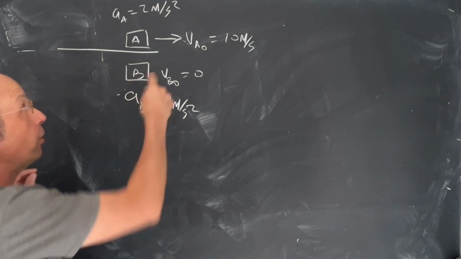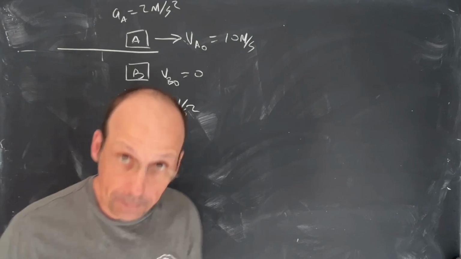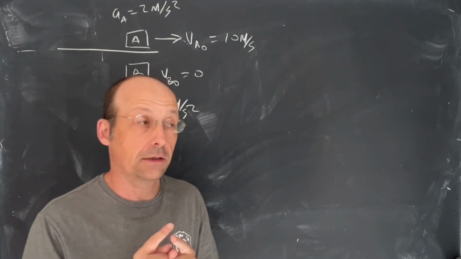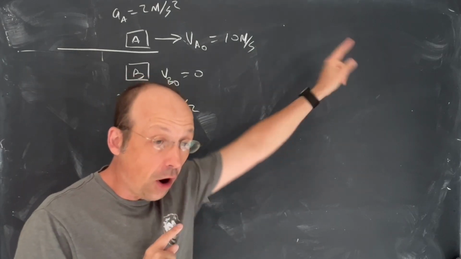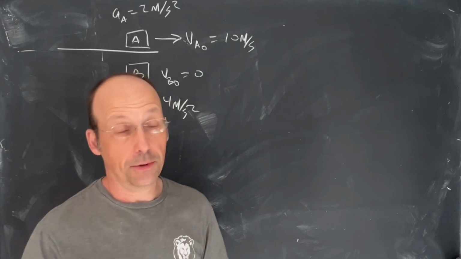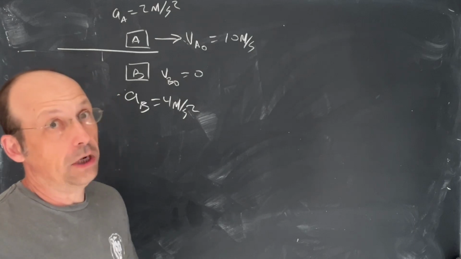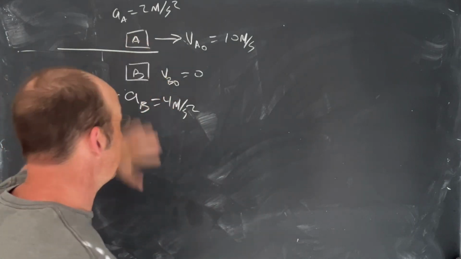Now, suppose that I accelerate at 2 meters per second squared and car B is at 4 meters per second squared. So the question is, how far will the two cars go before they meet, and how fast will they be going? Okay, so we have a kinematics problem, constant acceleration.